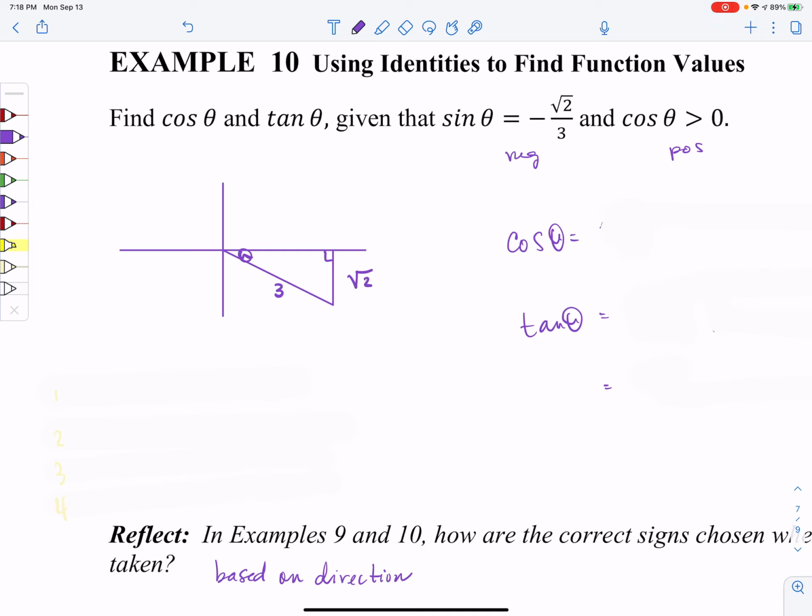Okay, so now where to put the negative? Well, the negative has to go on the leg that's going down. Remember what I said, the radius is never going to be negative, at least not yet. Later in the semester, we'll have some negative r's, but not yet.